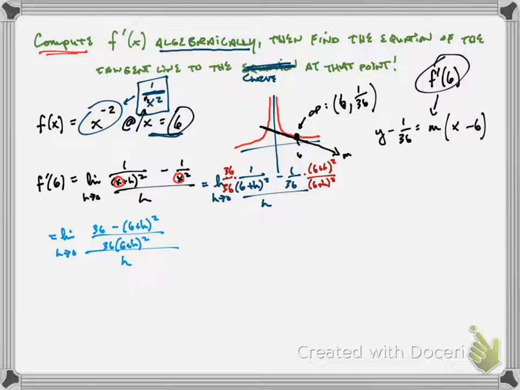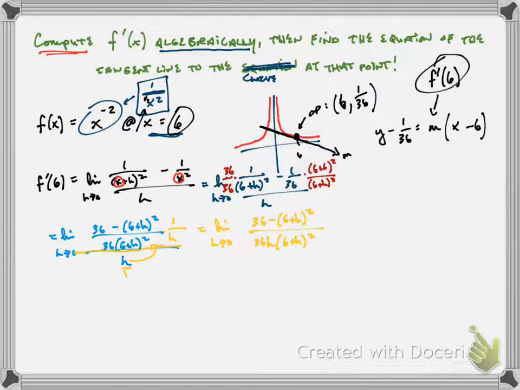Now, this h, and we've talked about this in class before, this is the same as dividing this by h over 1. And if we divide that by h over 1, it's the same as multiplying by 1 over h. So, the fastest way to think about it is h becomes part of your denominator. So now we've got the limit as h goes to 0 of 36 minus 6 plus h quantity squared over 36 times h times 6 plus h quantity squared.